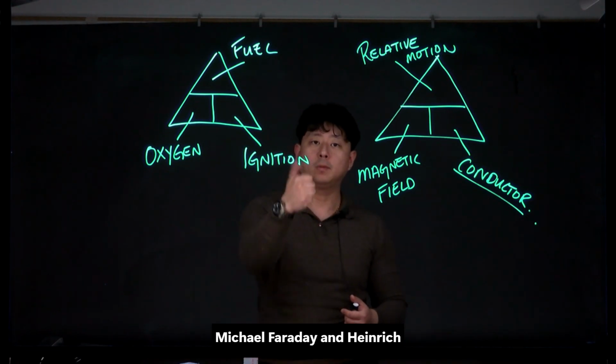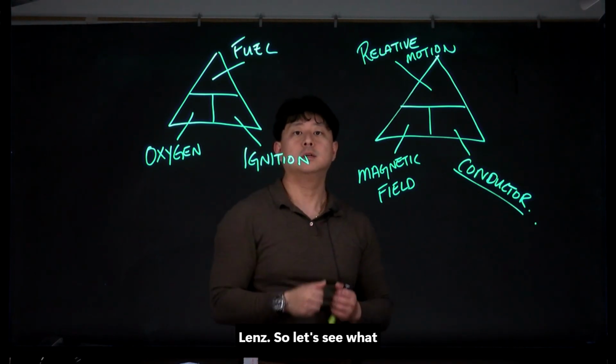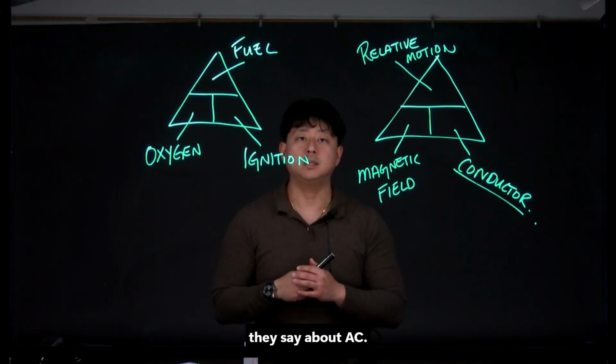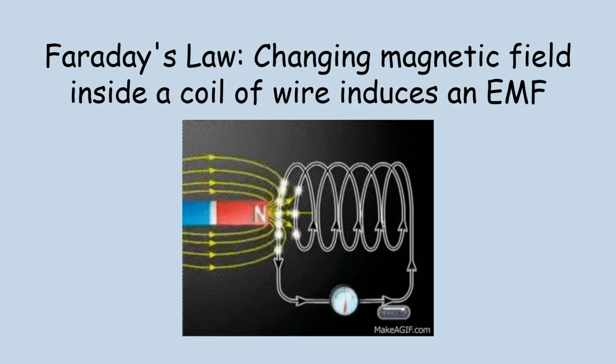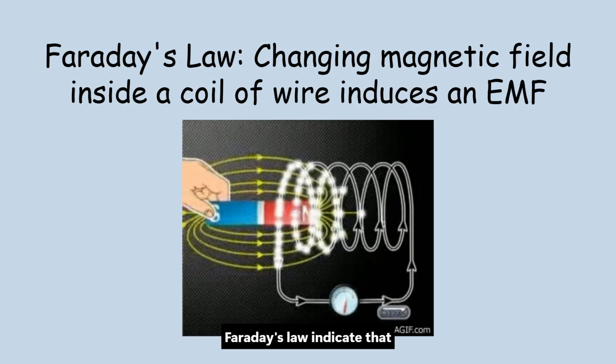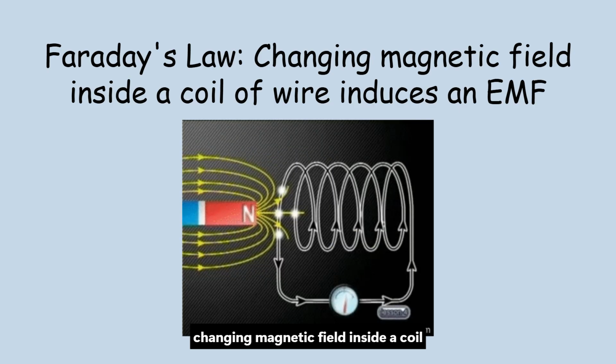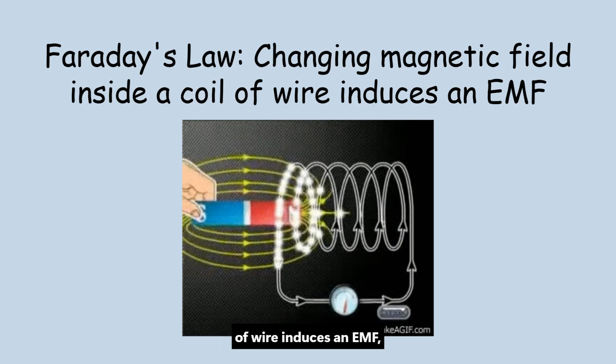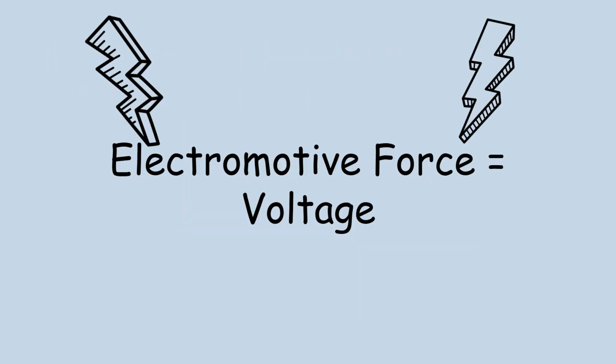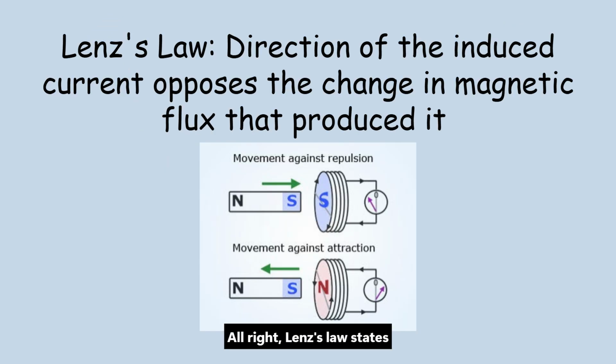So there are two misters that we need to look at when it comes to AC: Michael Faraday and Heinrich Lenz. So let's see what they say about AC. Faraday's law indicates that a changing magnetic field inside a coil of wire induces an EMF, aka electromotive force, aka voltage. Lenz's law states that the direction of the induced current opposes the change in magnetic flux that produced it.